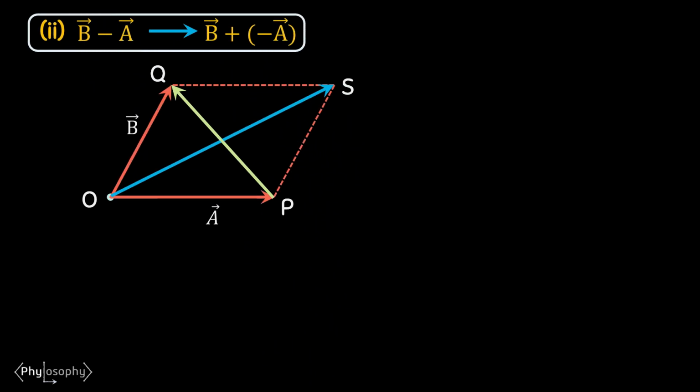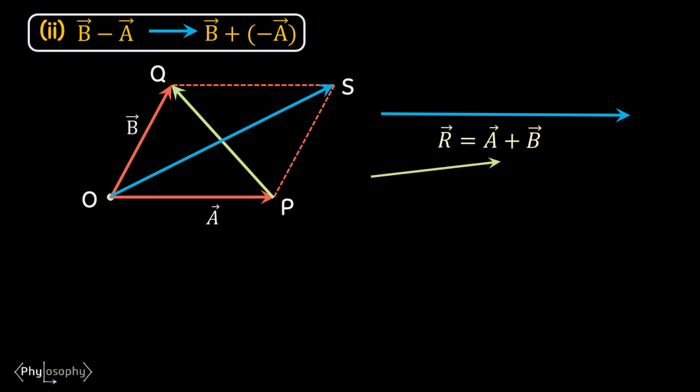So one diagonal of this parallelogram OPSQ represents the addition of two vectors a and b, that is r equals a plus b, and the other diagonal of this same parallelogram represents the subtraction of two vectors, that is b minus a. Now let's solve one problem.